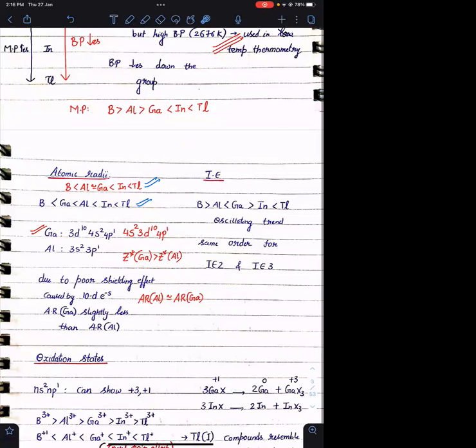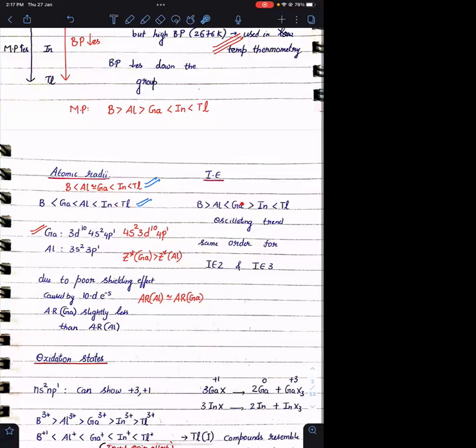Okay, ionization energy. In ionization energy we have seen the oscillating trend. Aluminium और gallium दोनों का radius almost same हो गया. But Z star of gallium is greater than Z star of aluminium. As a result, you will be applying more and more energy to remove the electron. Down the group, the general trend is ionization energy has to decrease. So boron is greater than aluminium, but aluminium is becoming lesser than gallium.